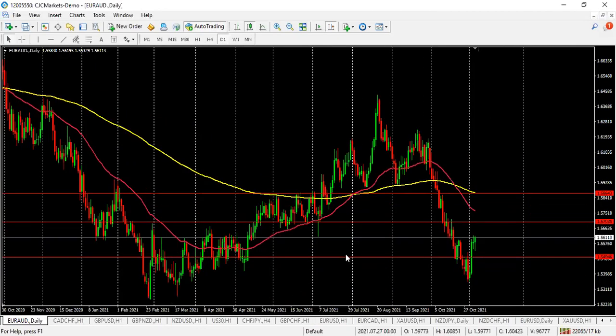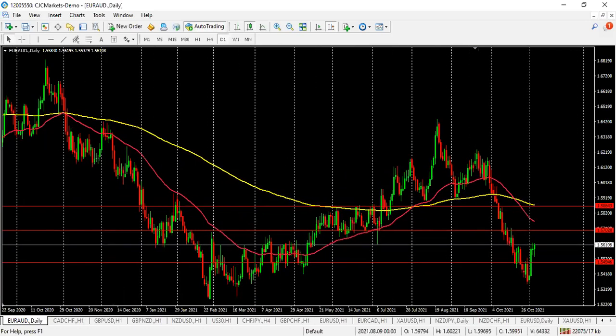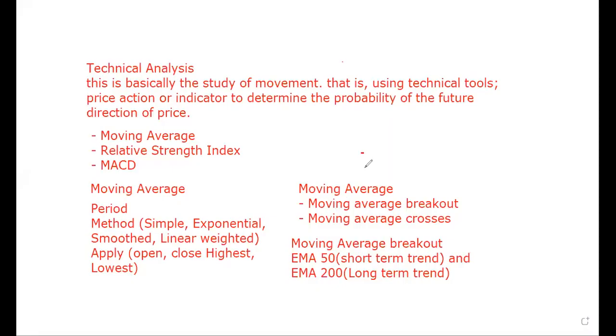Okay, because of our time, I will not be talking about the moving average crosses. Instead, I will go to the next one, which is the relative strength index. So let me go back to my chart.